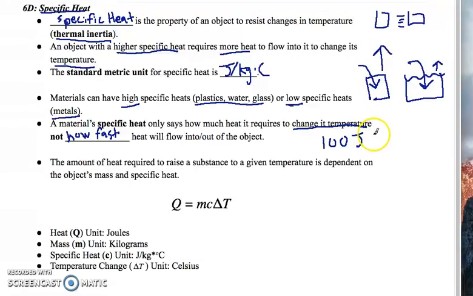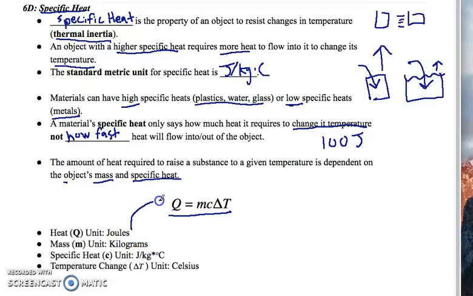That would involve another concept. So the amount of heat required to raise a substance a given temperature is dependent on the specific heat we've looked at, but also the object's mass. So this equation here, I guess you call it the heat equation, describes basically how much heat's required to raise something a given temperature. So let's go through each thing.